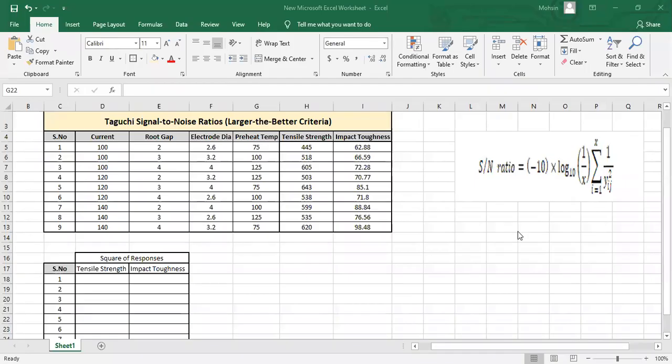Hi guys, I'm Mohsin. In my recent videos, I have told you how to calculate the Taguchi-based signal-to-noise ratios for larger the better criteria using Minitab. In this video, I will tell you how to calculate Taguchi-based signal-to-noise ratios using larger the better criteria in Microsoft Excel using formulas. So first of all, why do we use Taguchi orthogonal arrays?